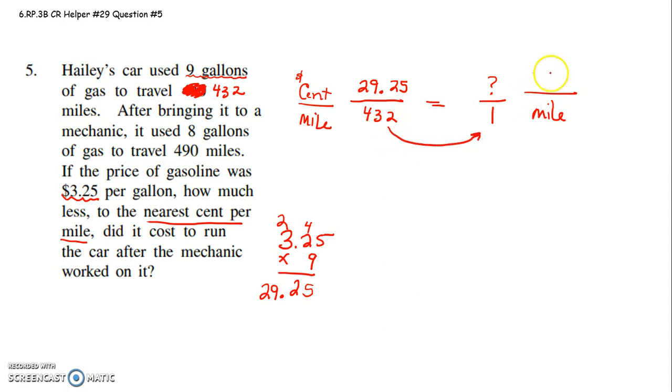So then I look here, I'm doing money per miles. How do I get from 432 down to 1? I divide by 432. Therefore, I have to divide the numerator by 432. I'm going to encourage you to use a calculator just to make your lives a little easier. 29.25 divided by 432. You're going to get this crazy number.